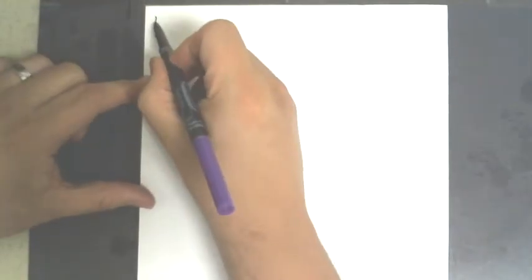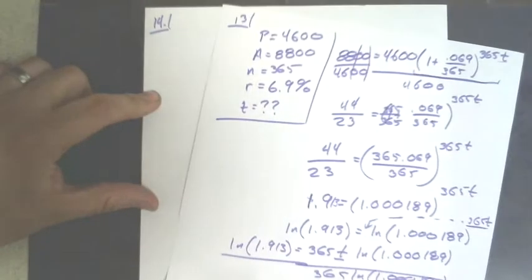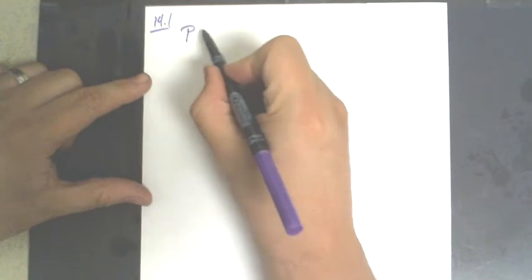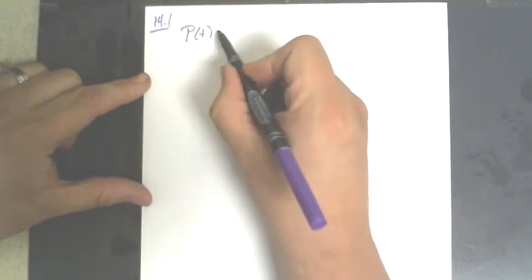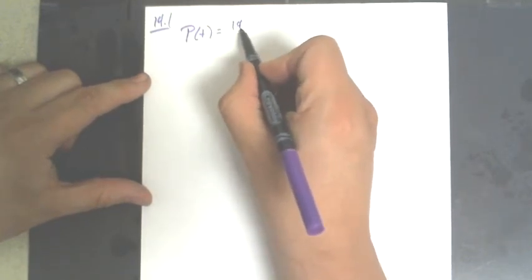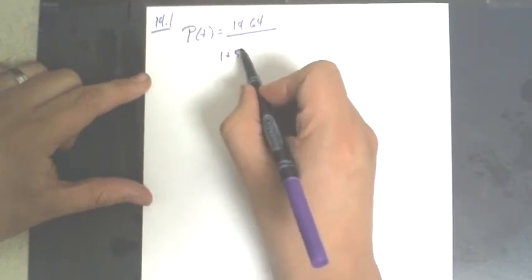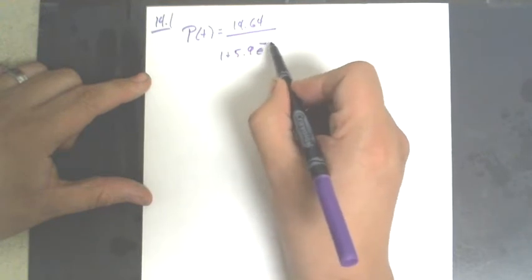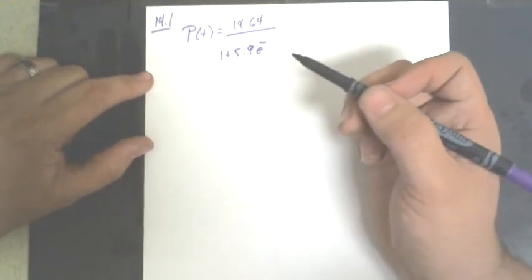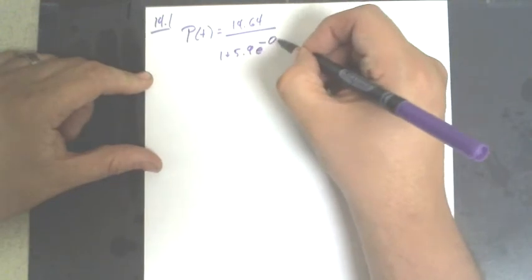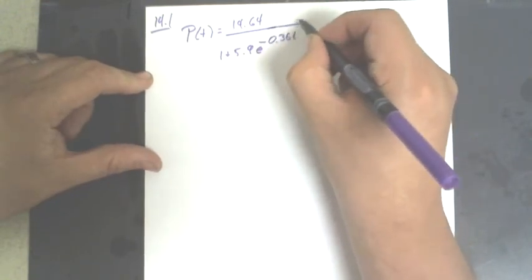Okay, 14. Oh, and for those of you who are going on to calculus, they come up a lot. So, yeah, it never goes away. So, in 14, looks like we're given a logistic function here. 14.64 over 1 plus 5.9 e to the negative 0.36t.